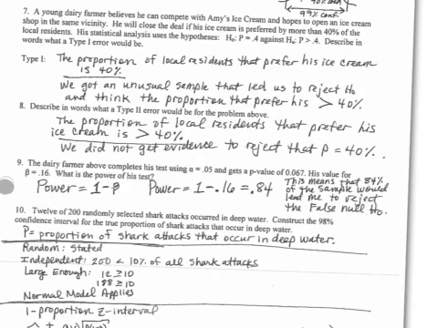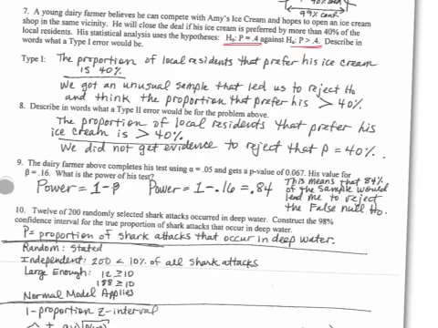Describe a type 1 error. A type 1 error is when the null is really true, but you get a sample. So the proportion of local residents that prefers ice cream is 40%, but you get a sample that causes us to reject the null, and then we think that the alternative is true. So we think that more than 40% prefers ice cream.